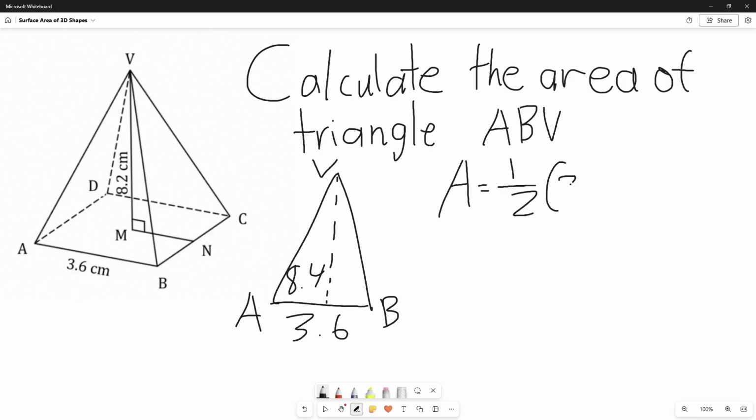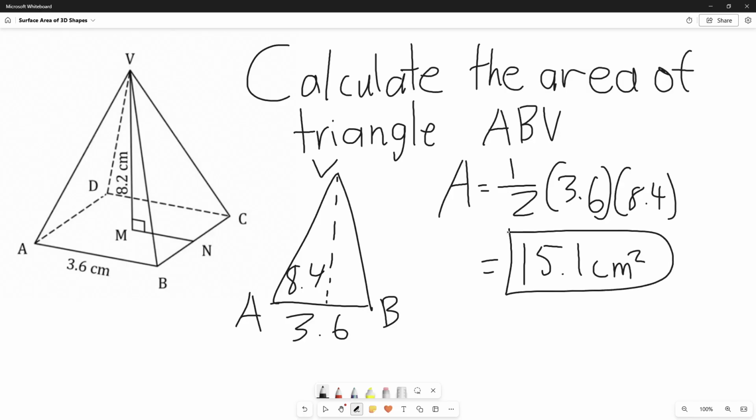And we can use the area of a triangle formula to calculate all this. So 1/2 times 3.6 times 8.4. And if you do the math, it's approximately 15.1 centimeters squared, rounded to 3 sig figs. And that's our final answer for this problem.